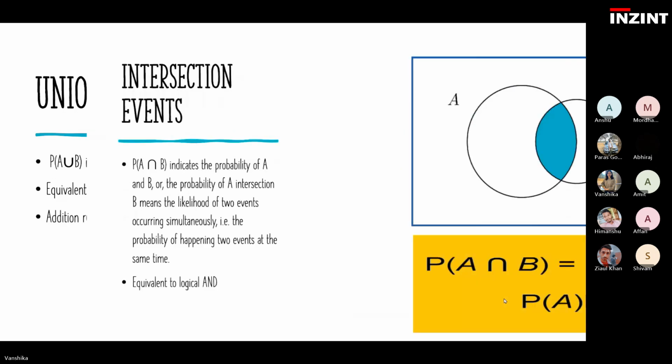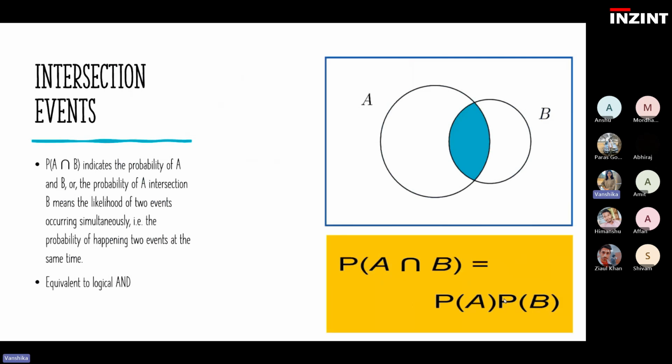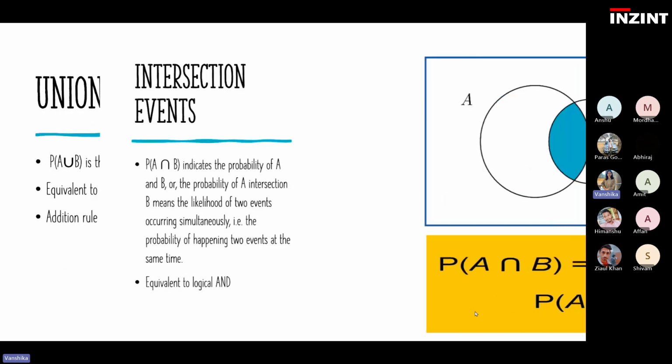Okay. Now, intersection of events implies the chance of A and B occurring. It means the likelihood of two events occurring simultaneously, at the same time. This is equivalent to logical AND. So probability of A intersection B is given by probability of A multiplied by probability of B. This is also known as the multiplication rule of probability. This was the addition rule, and this was the multiplication rule.